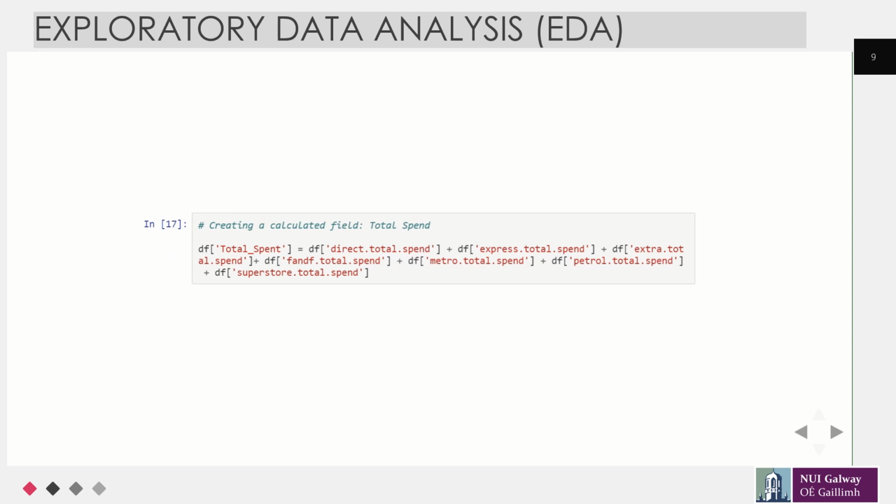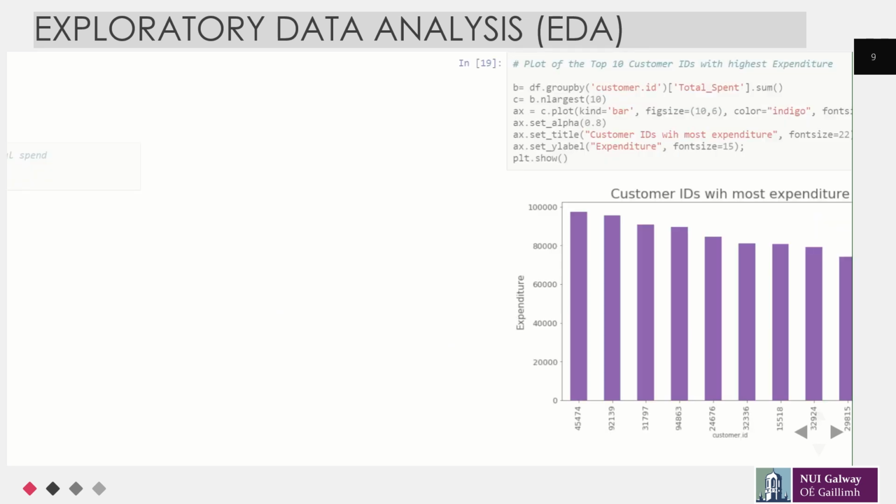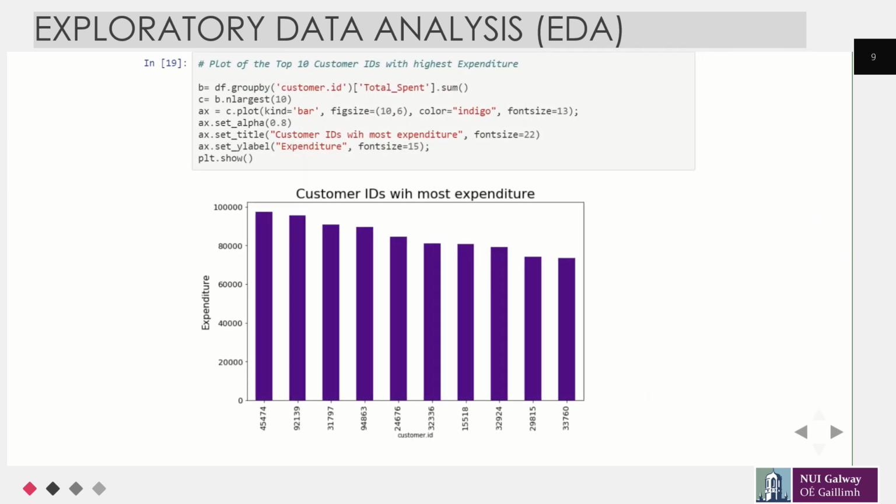Calculating another field called total spend for further exploration. Now we group the customers by their IDs and calculate the sum of their total expenditure. The plot of the top 10 customers with highest expenditure looks like this.